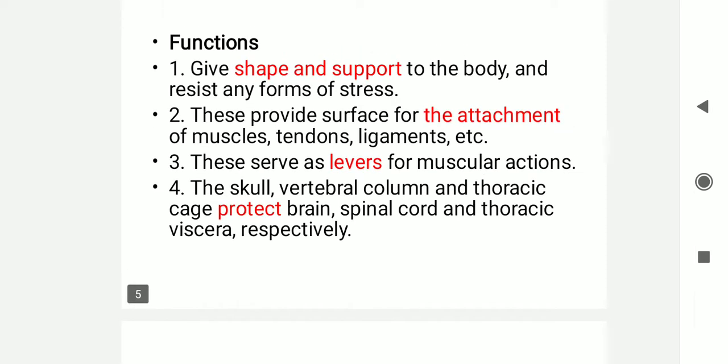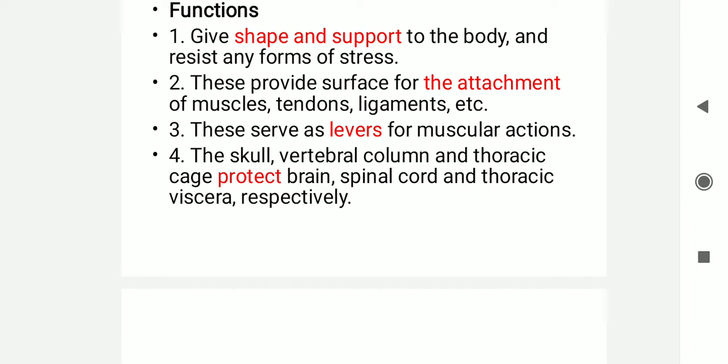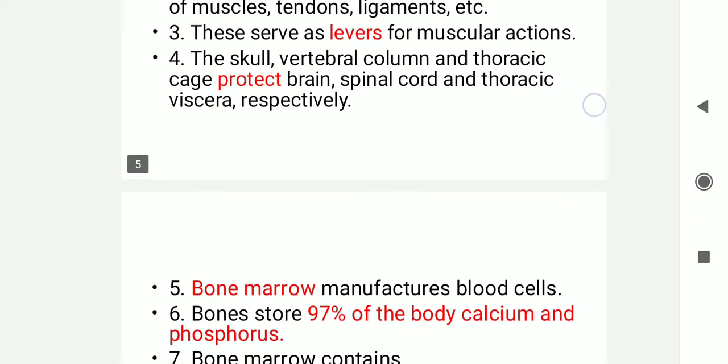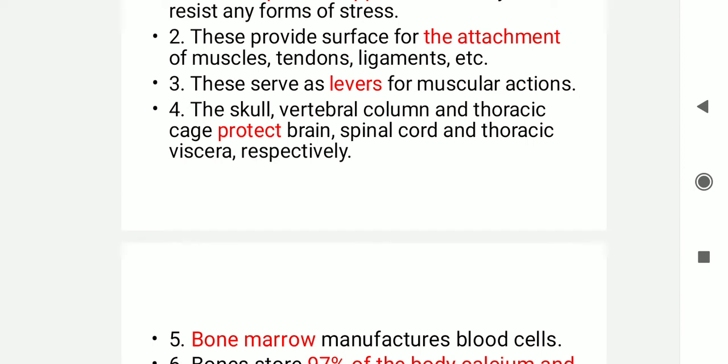You might have seen many patients with defects in the vertebral column, like kyphosis, lordosis, etc. So bone not only gives shape and support to the body, but also adds beauty to your body, because its defect causes dullness to your body. Then attachment, like humerus, femur, tibia, etc. It receives muscle as well as gives attachment to muscle, tendon, ligament. So there are many muscular, ligament and tendon attachments on the bony surface.